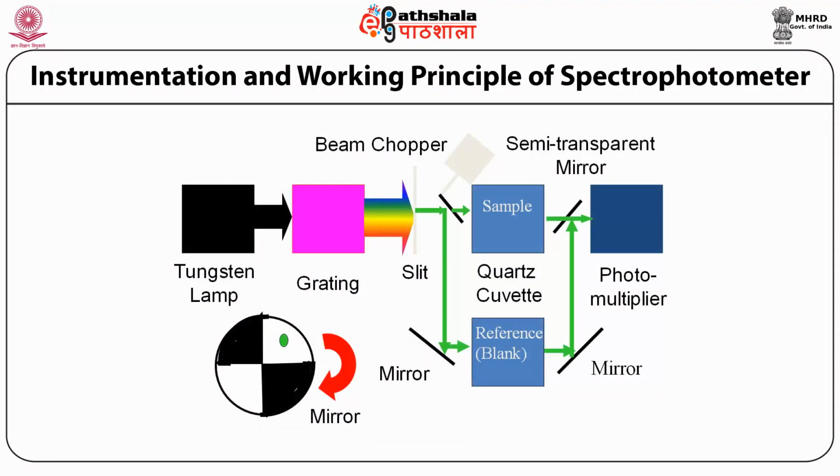The working principle. Instruments for measuring the absorption of UV-visible radiation are made up of the following components. First is the source, which is a UV and visible light source. The wavelength selector, which is a monochromator. Sample containers, detectors, and signal processor and readout. Let us talk about the source, which is the UV and visible.